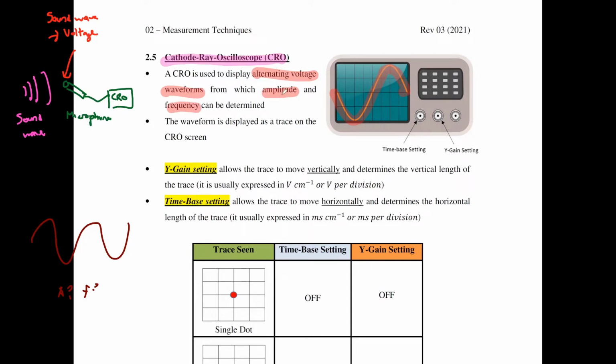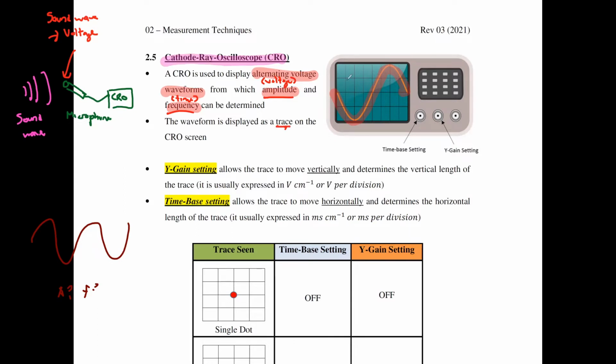In your notes, I think I probably wrote it as voltage and time. Okay, there's some slight variations to that. It's just the terms, but it's actually still the same thing. So this one I wrote as: from which the amplitude and frequency can be determined, or you could also say from which the voltage and time can be determined. It's basically the same thing. Now, the waveform will be displayed as some sort of trace on your CRO screen.